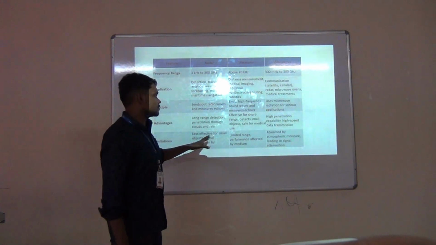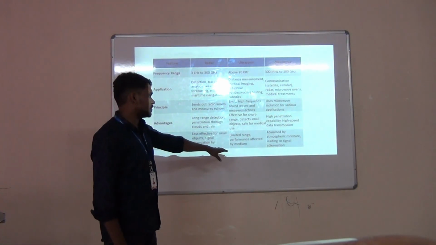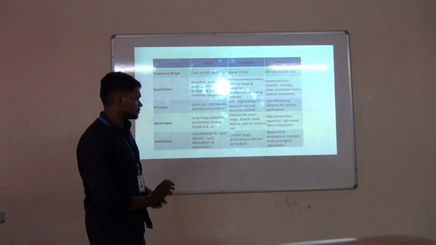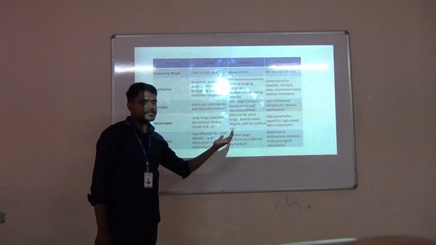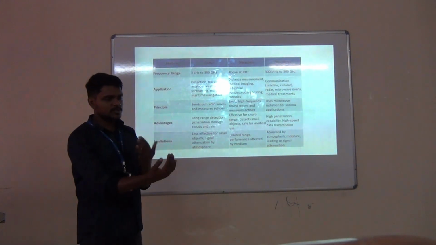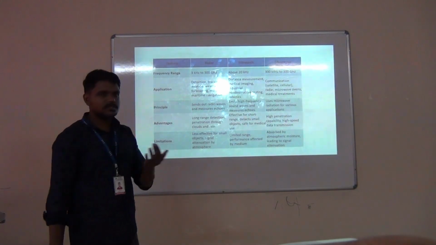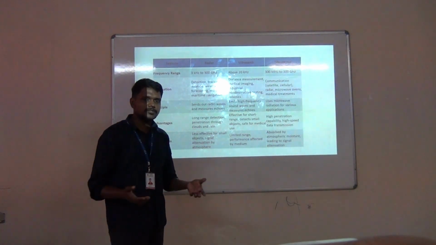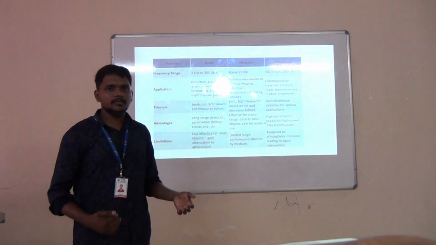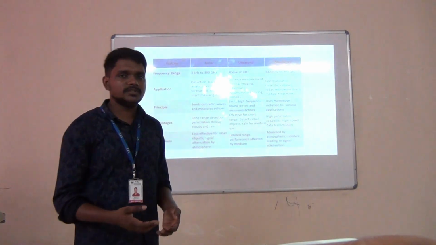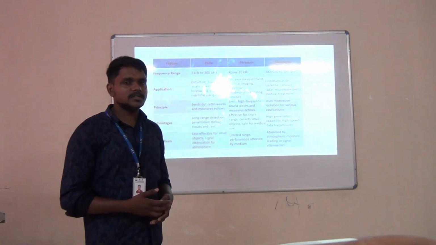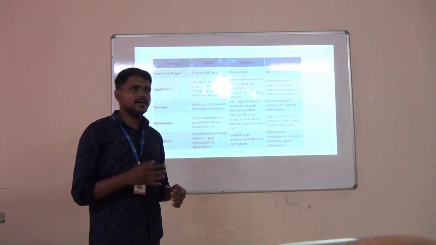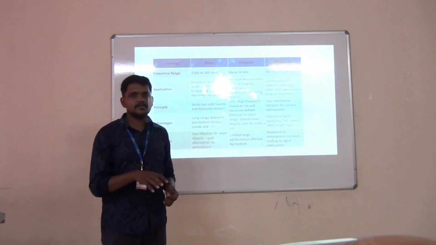And in the case of ultrasonic, the limitations are limited range and performance affected by the medium. As I told before, ultrasonic is only used for short range detection. We will be using it for Arduino projects and some other small projects, like remote vehicle robots, delivery robots, and pick and place robots.